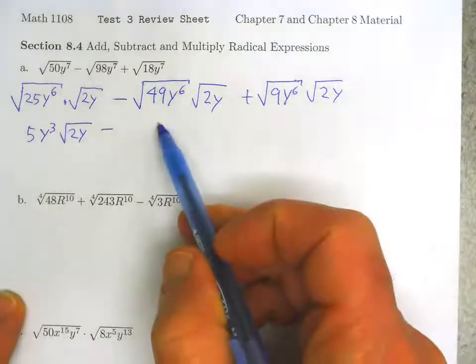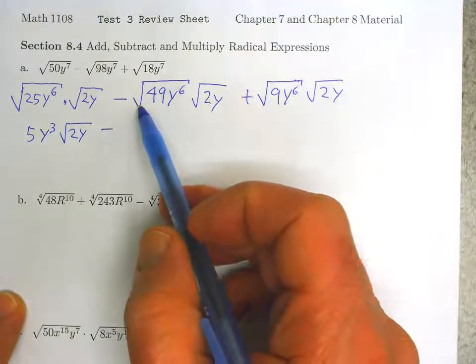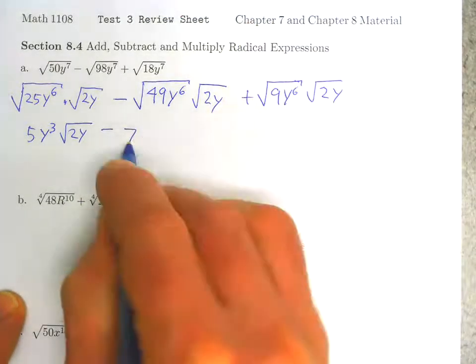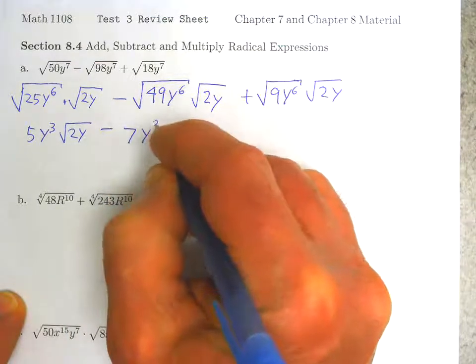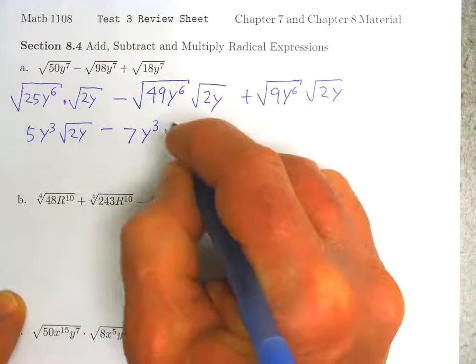In the next term, minus the square root of 49 is 7. The square root of y to the 6th is y to the 3rd. So it's minus 7y to the 3rd times the square root of 2y.